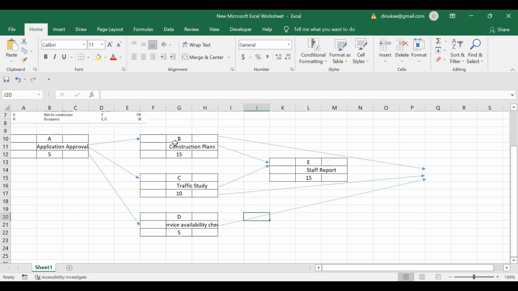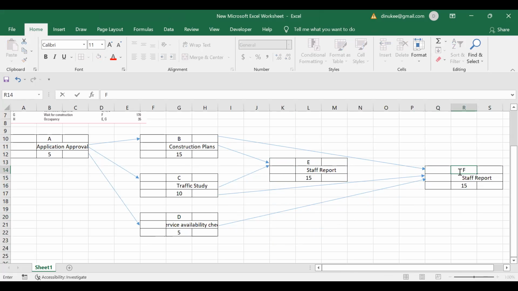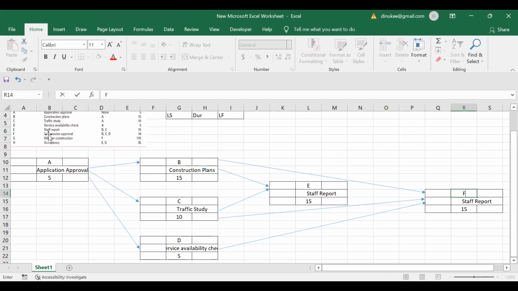So after finishing activity B, C, and D, you can start to do your activity F. What is the name for activity F? Commission approval, and the time is 10. Right, so we have done up to activity F.